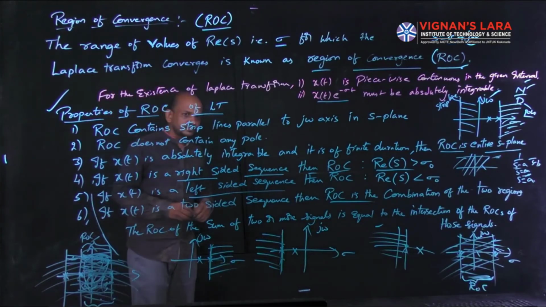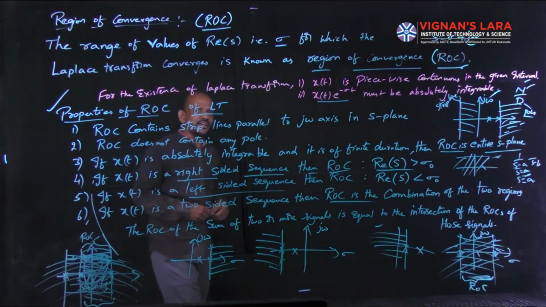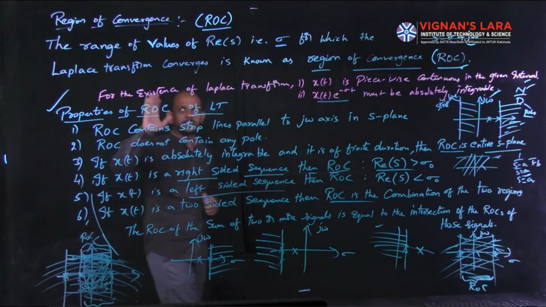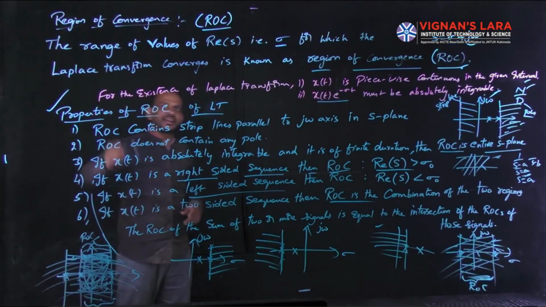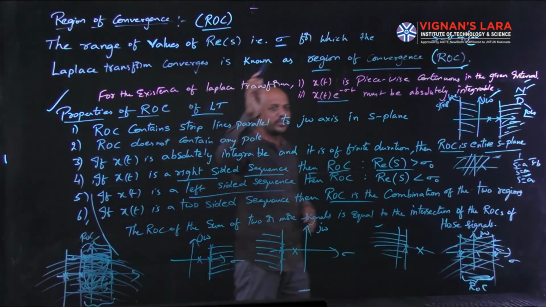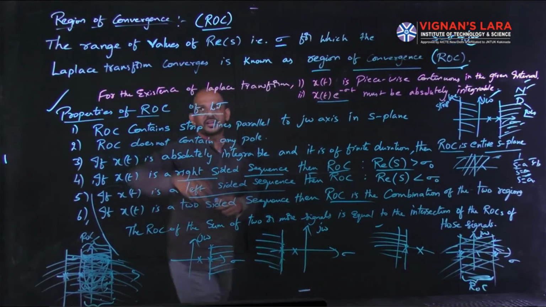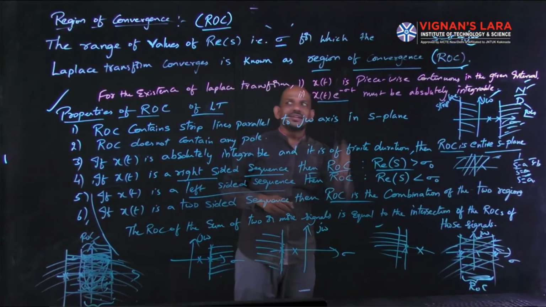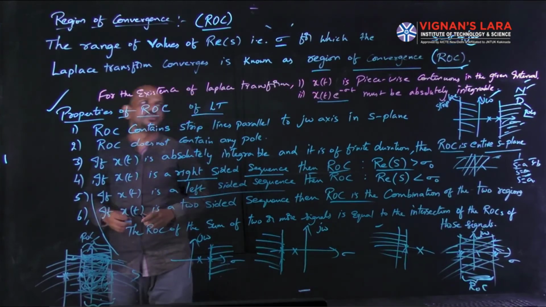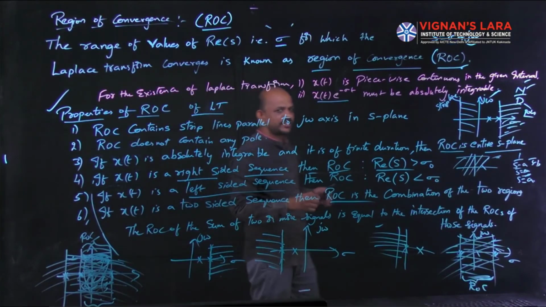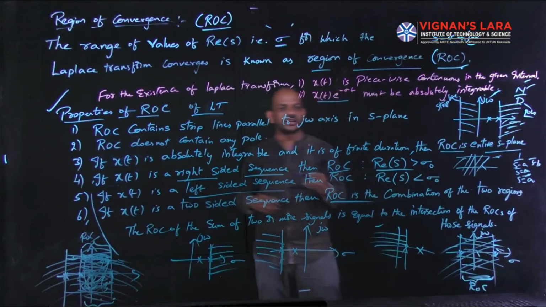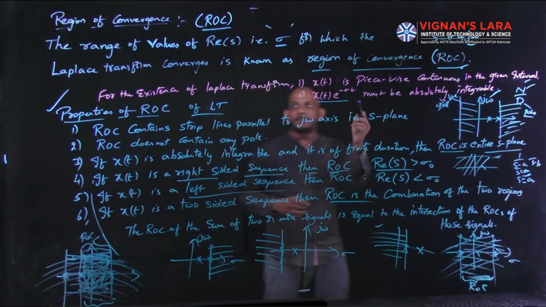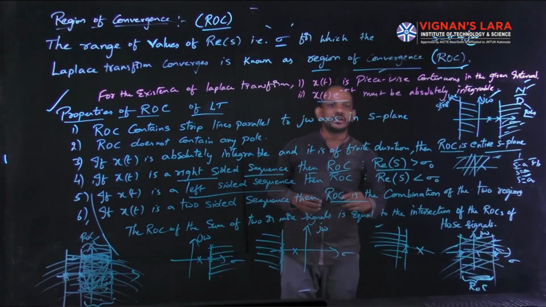So in this class I have given you the definition for region of convergence. Simply, the region of convergence is nothing but the range of values of the real part of s, or simply the range of sigma, for which the Laplace transform converges. The Laplace transform does not converge for all values; it will converge for some values of sigma. Those values for which the Laplace transform converges are known as the region of convergence.